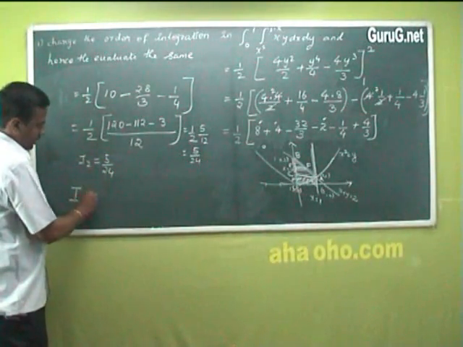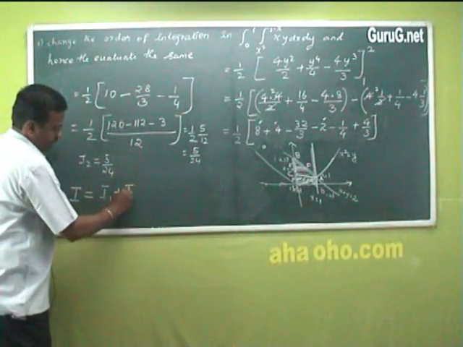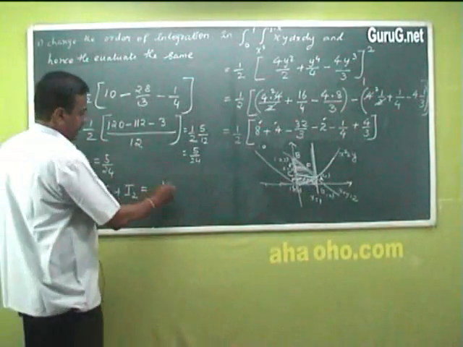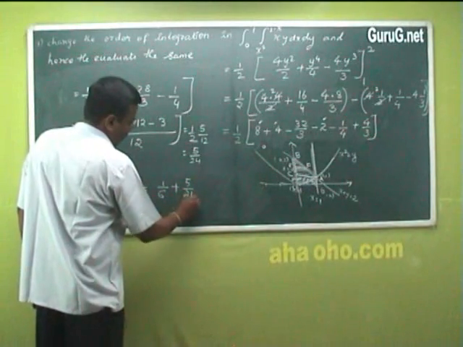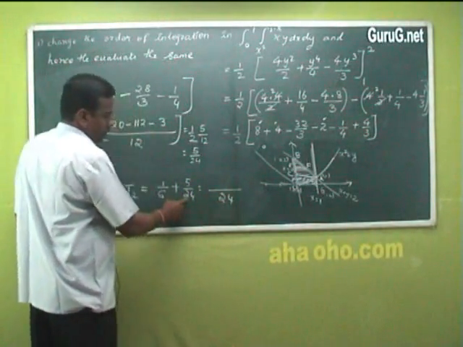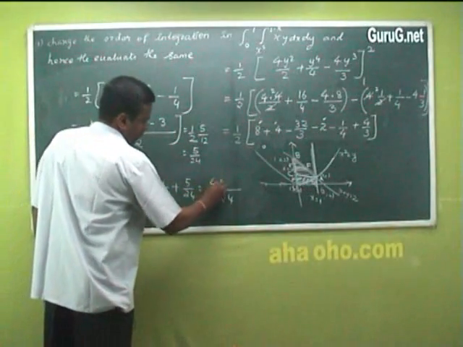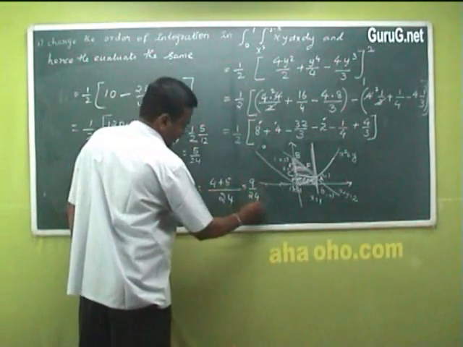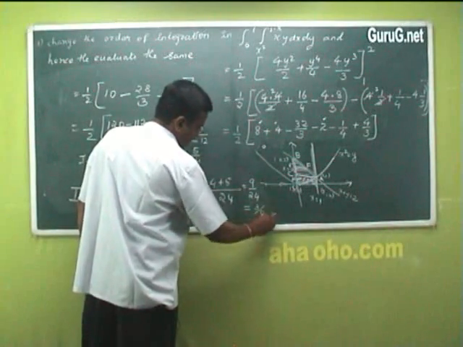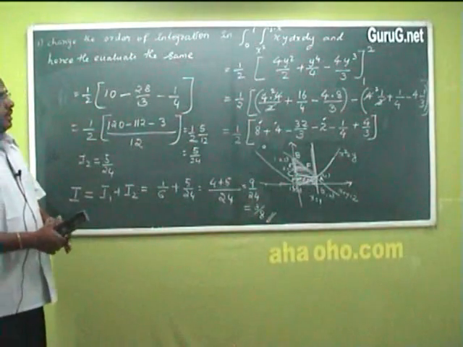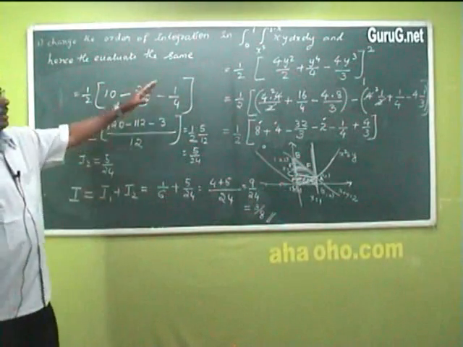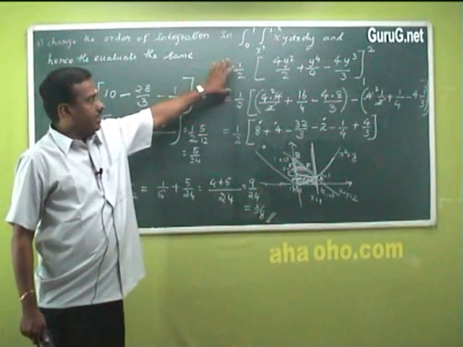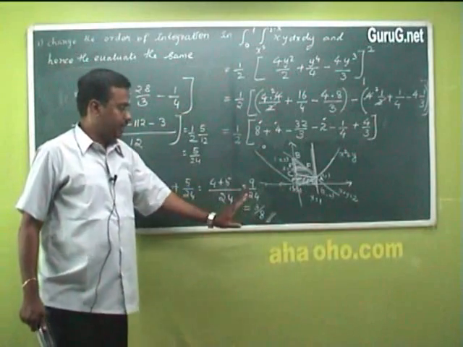The full answer for the given problem is first integral plus the second integral. First integral answer I1 is equal to, we have obtained as 1 by 6. Second integral answer is 5 by 24. Now again you take LCM 24. So this will become 4 plus 5, which is equal to 9. 9 divided by 24. On simplification, this gives you 3 divided by 8, which is the required answer. Thus we have changed the order of integration in the given integral, and we have evaluated the given integral and obtained the full solution as 3 by 8.